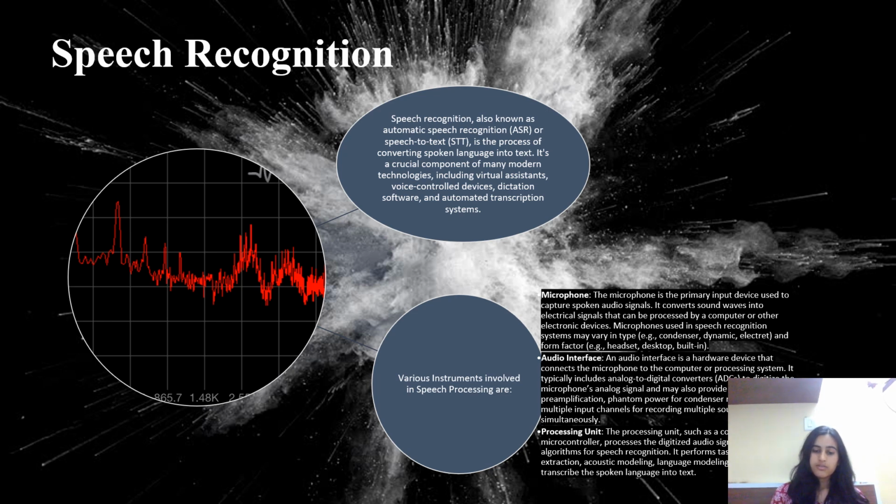And here also I have listed instruments involved in speech processing or recognition, such as the microphone. The microphone is basically an input device that is used to capture the signals. Next one is the audio interface. The audio interface is a device that connects the microphone to the processing unit, and the processing unit is a computer or a microprocessor that is used to process the digital signals.